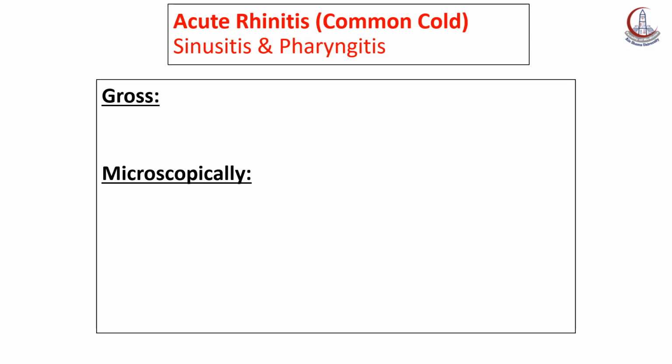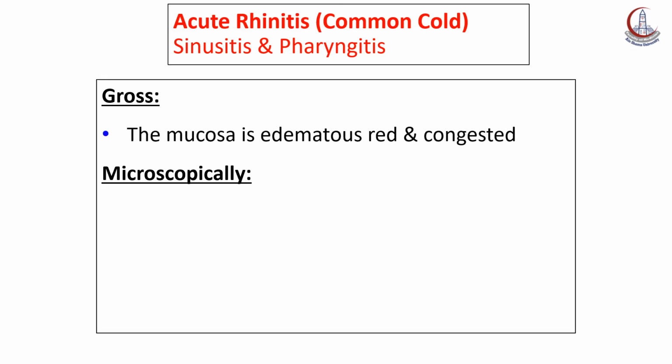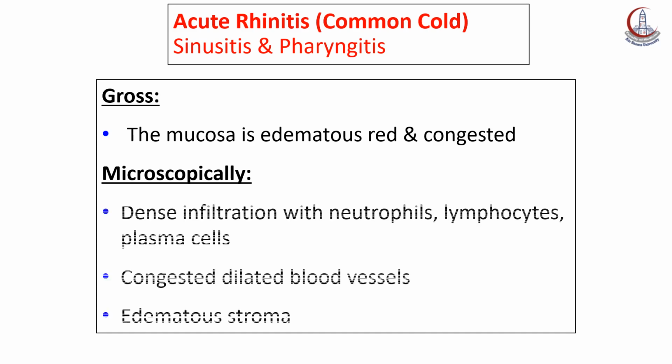The gross picture of the mucosa in case of acute rhinitis, the mucosa is usually edematous, red, and congested. The microscopic picture, the mucosa is infiltrated by different types of inflammatory cells like neutrophils, lymphocytes, and plasma cells, with scattered, congestive, dilated blood vessels and separated by edematous stroma.